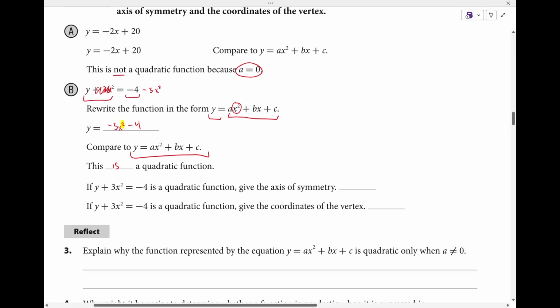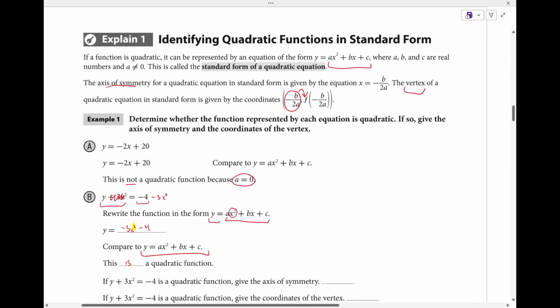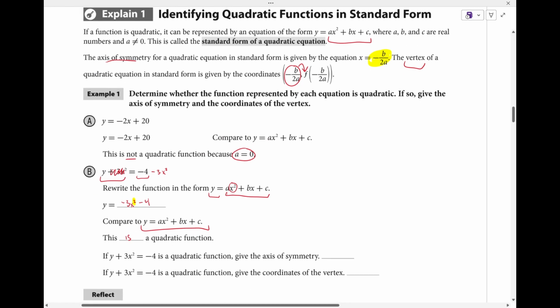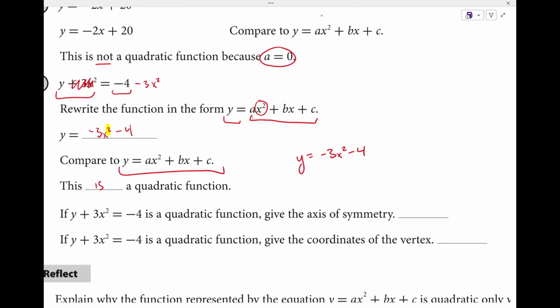Now, if this is a quadratic function, we're going to give the axis of symmetry. Just look up here on the notes. The axis of symmetry is given by negative b divided by 2a. So we need to identify what our a, b, and c values are. So again, we have y equals negative 3x squared minus 4.